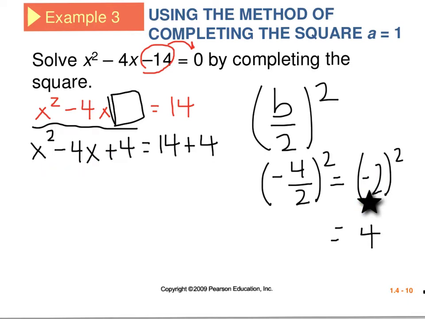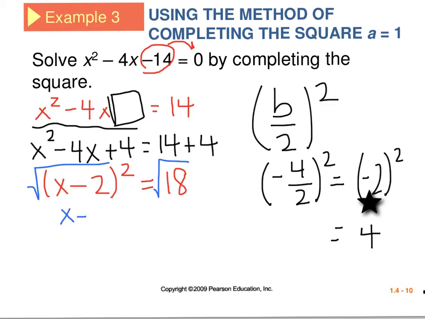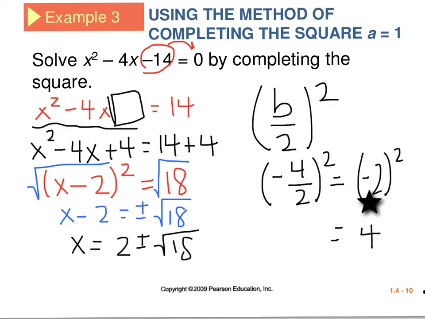So this trinomial will factor into, without doing any work really, x minus 2 squared. And then I'm just going to simplify 14 plus 4, and that's 18. And now I can use my square root property. So I take the square root of each side, which gives me x minus 2 is equal to plus or minus the square root of 18. And next, I'll move my negative 2 to the right-hand side, so we get x equals 2 plus or minus the square root of 18. And the last step would just be to simplify the square root of 18. I know that 18 is 9 times 2, and the square root of 9 is 3. So this is x equals 2 plus or minus 3 square roots of 2.